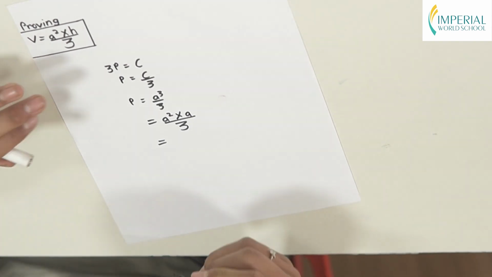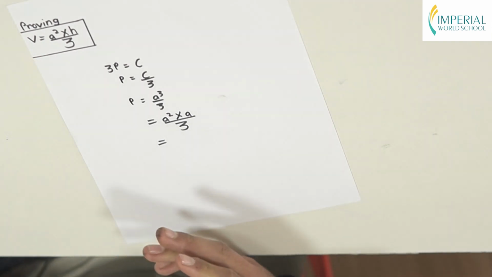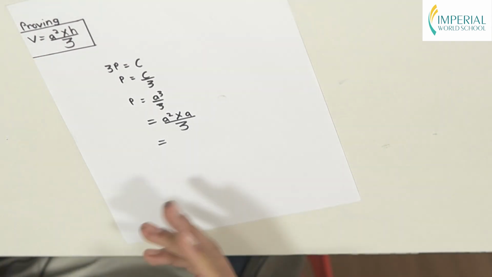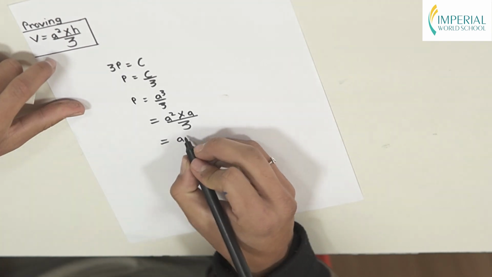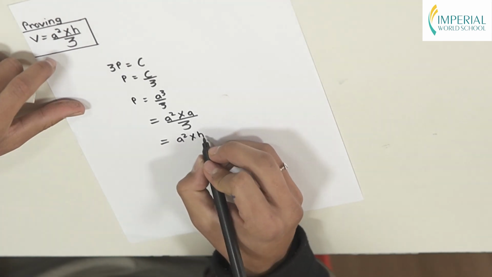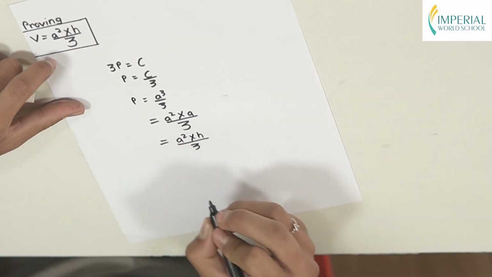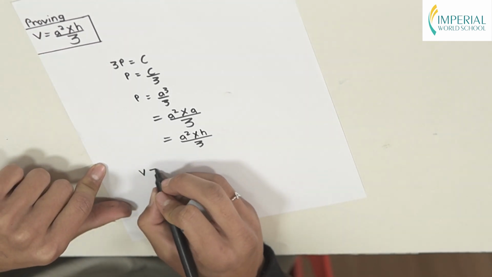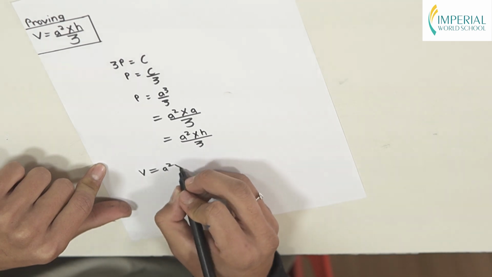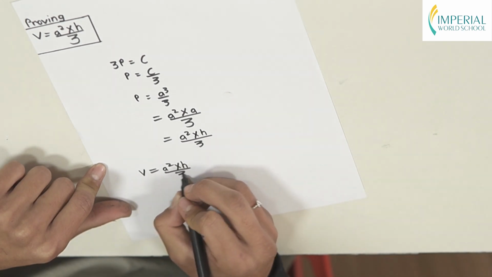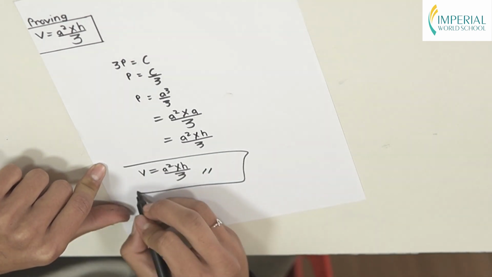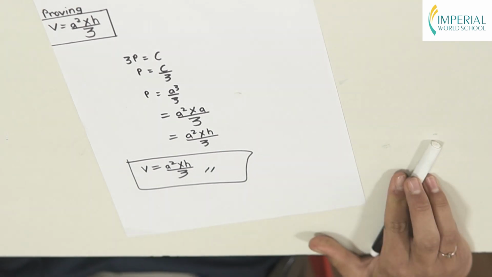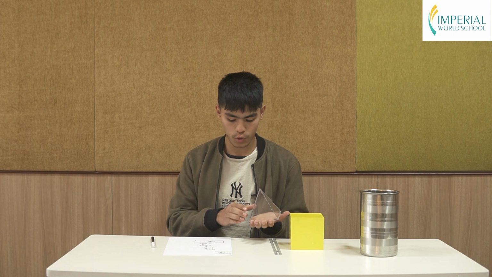We can also write, since we found out through the experiment that the height of the pyramid and the height of the cube is the same, so we can write a square into h by 3. And with this we have proved that the volume is equal to a square into h by 3. With this experiment, I hope you understood that the volume of a square-based pyramid is a square into h by 3.